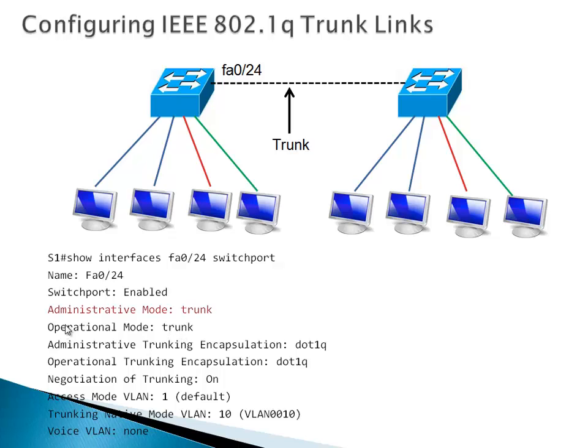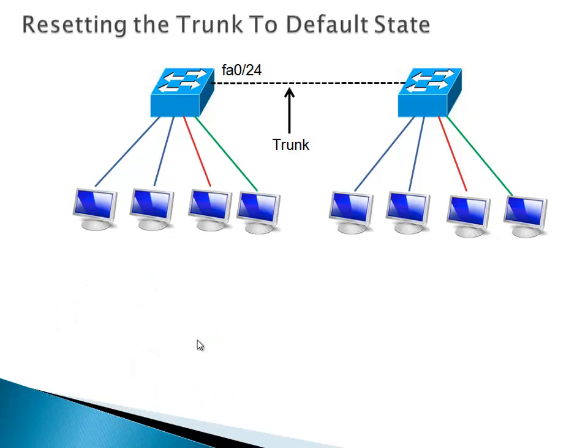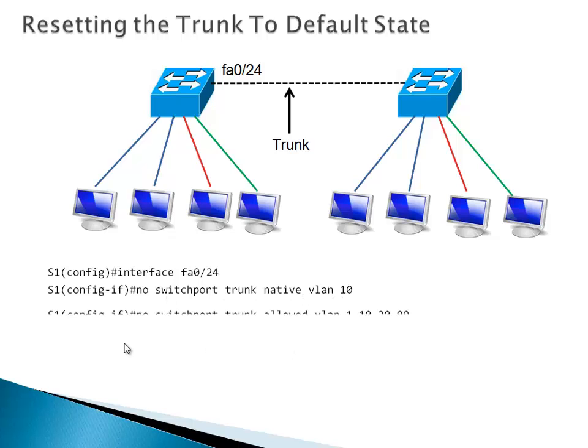First thing we have to find out is the administrative mode, what we have set it as. We set this port to be a trunk. And then we're interested in the operational mode. What is it operating as? It is operating as a trunk link. Interface Fa0/24, no switchport trunk native VLAN 10, and no switchport trunk allowed VLAN 1, 10, 20, 99. This resets the trunk to its default state, how it was.